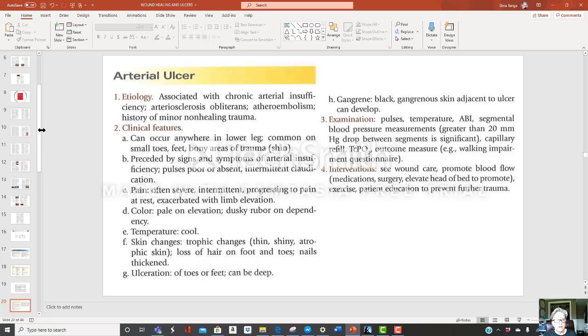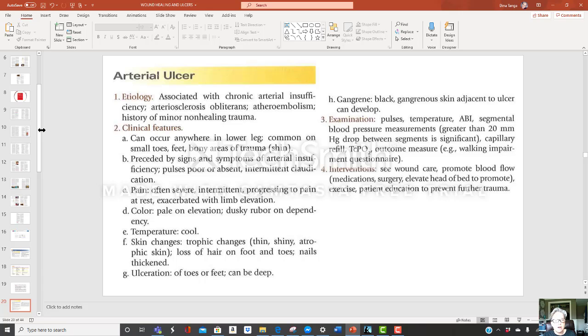Color, pale on elevation. So we got pain and paleness when it's elevated with the arterial. So with the arterial ulcer, you have pain and pale on elevation. You have more pain with limb elevation, and you have more paleness with elevation. Pain and pale on elevation with arterial ulcer.